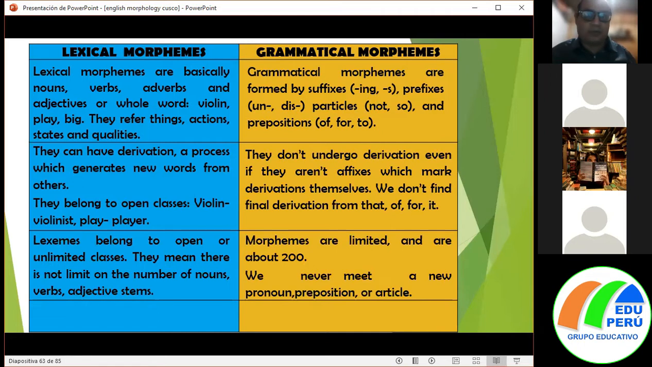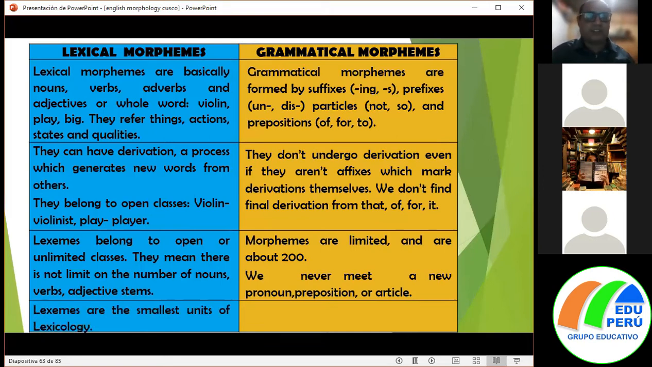The lexical morphemes are open because they are unlimited. Remember, we are going to produce more and more lexical morphemes through time. More nouns, more verbs, more adjectives, more adverbs. But on the other side, grammatical morphemes are not going to increase. We have just a set of words. Here it says that we have about 200.